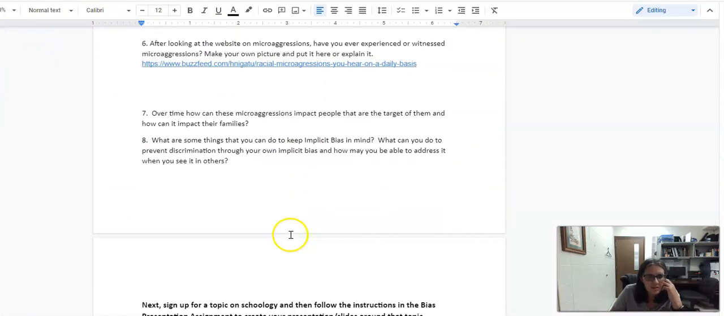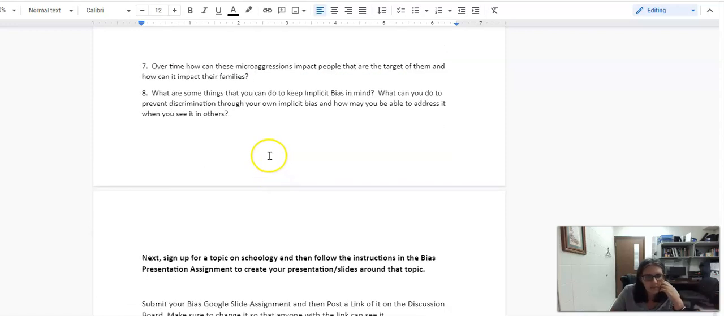Okay, and then number 8 is, what can you do to keep implicit bias in mind? What can you do to prevent discrimination through your own implicit bias? And how might you address it when you see others having a bias? Okay, so that's most of this. Then you're going to sign up for a topic on Schoology and follow the instructions on the bias presentation.